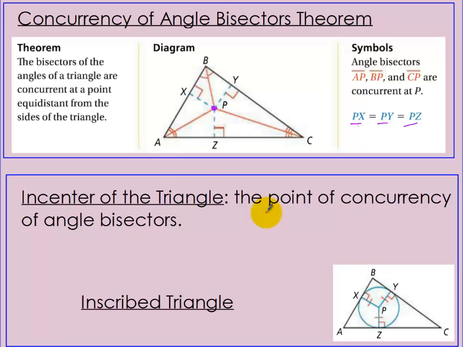Instead of the last one, we had a circumscribed triangle. This point right here forms the incenter of the triangle. This is the point of concurrency of the angle bisectors. So basically, we have an inscribed triangle here. There's going to be a circle inside the triangle, and this point P to one of those sides is going to be the radius of the circle. So inscribed triangle for this.